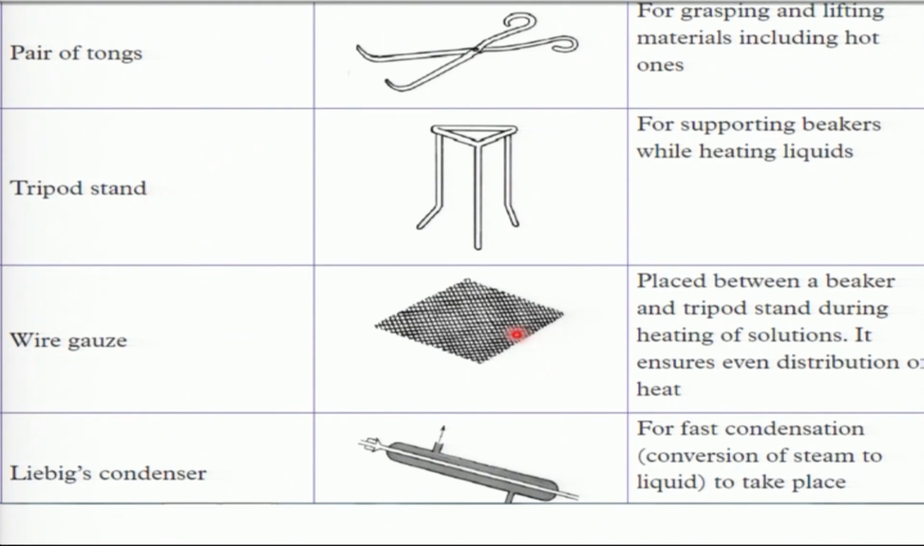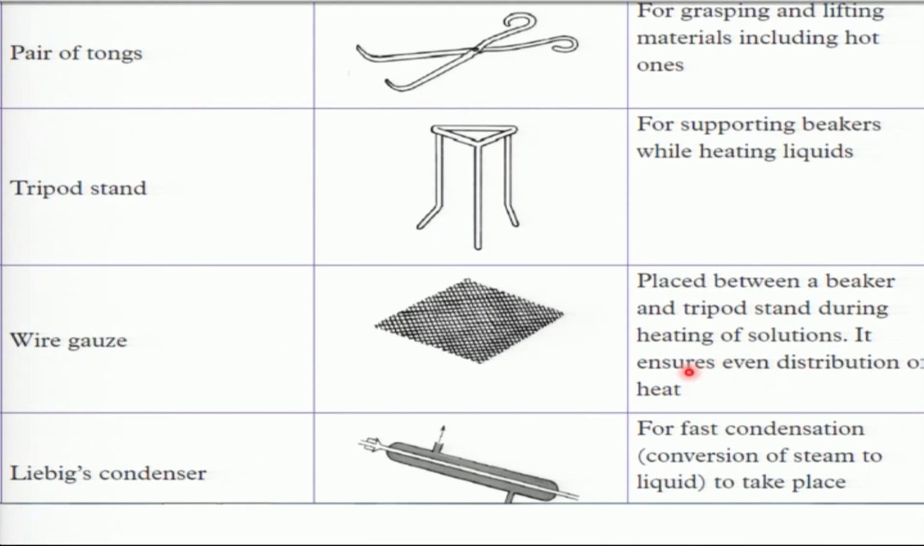Now the wire gauze. When you're heating, you have to get this wire gauze and place it on a 3-point stand here, all right? Then you put a beaker on top. So it supports the beaker from falling or moving down here. It acts like a mat, let's say. It's put on top of the stand, then a beaker is put on top of the wire gauze. So a wire gauze is placed between a beaker and a 3-point stand during heating of solutions. It ensures even distribution of heat.